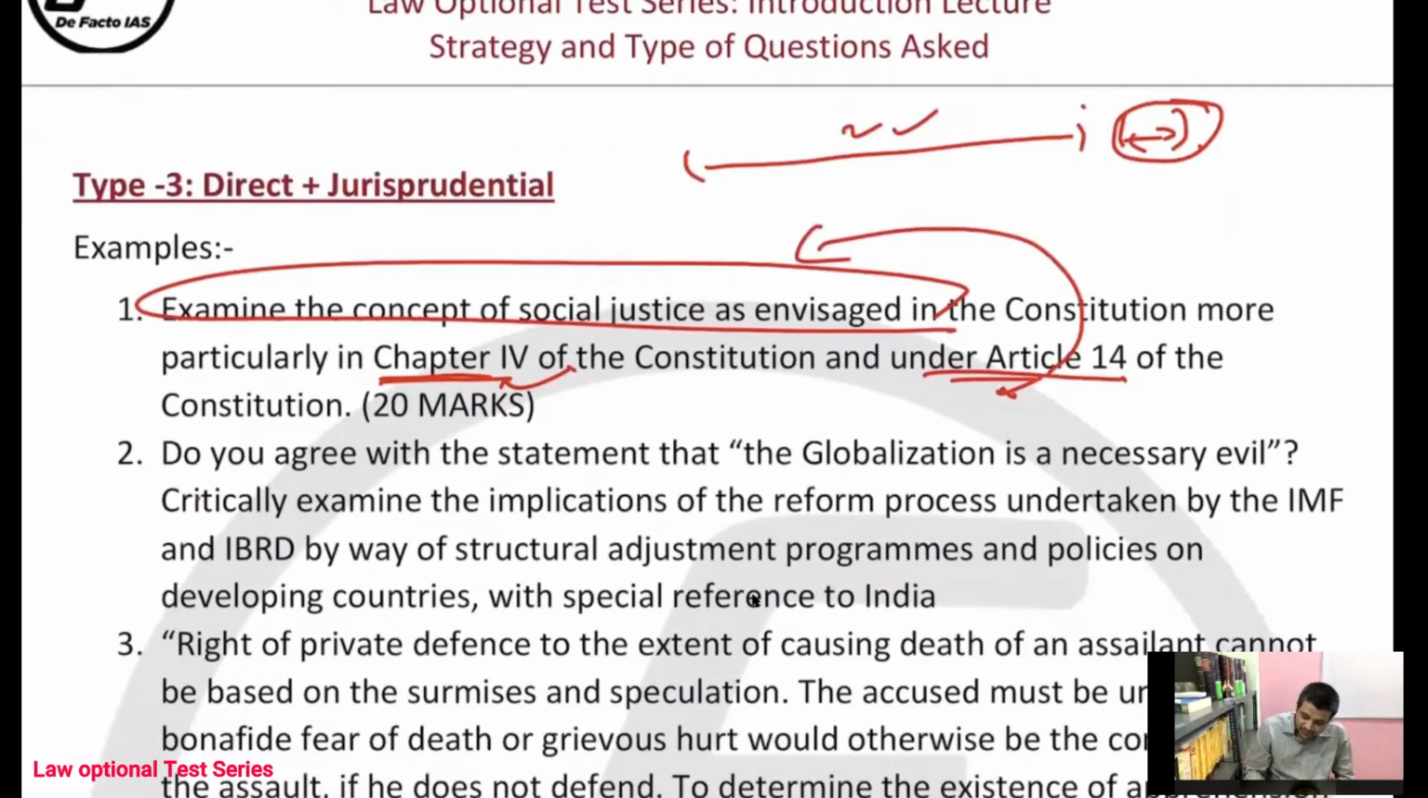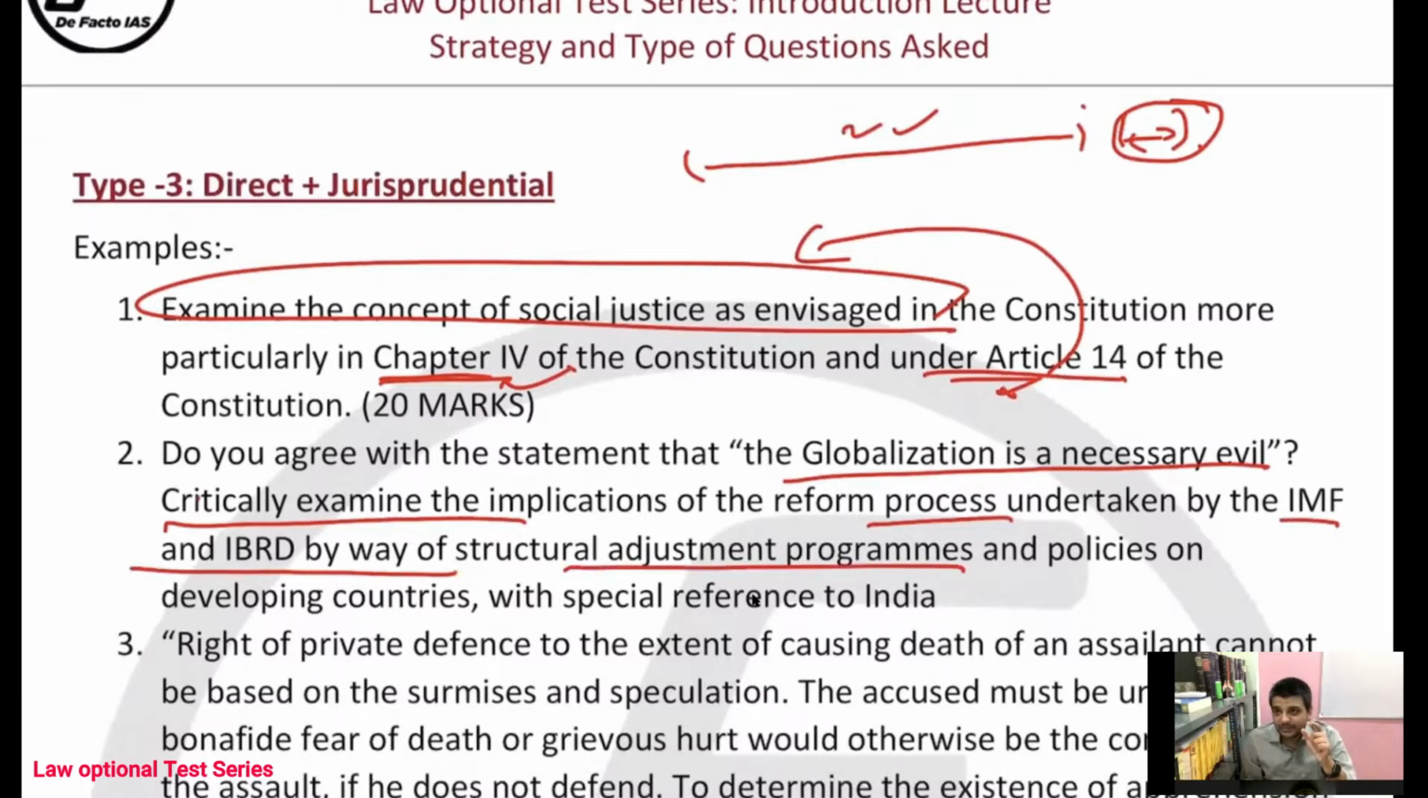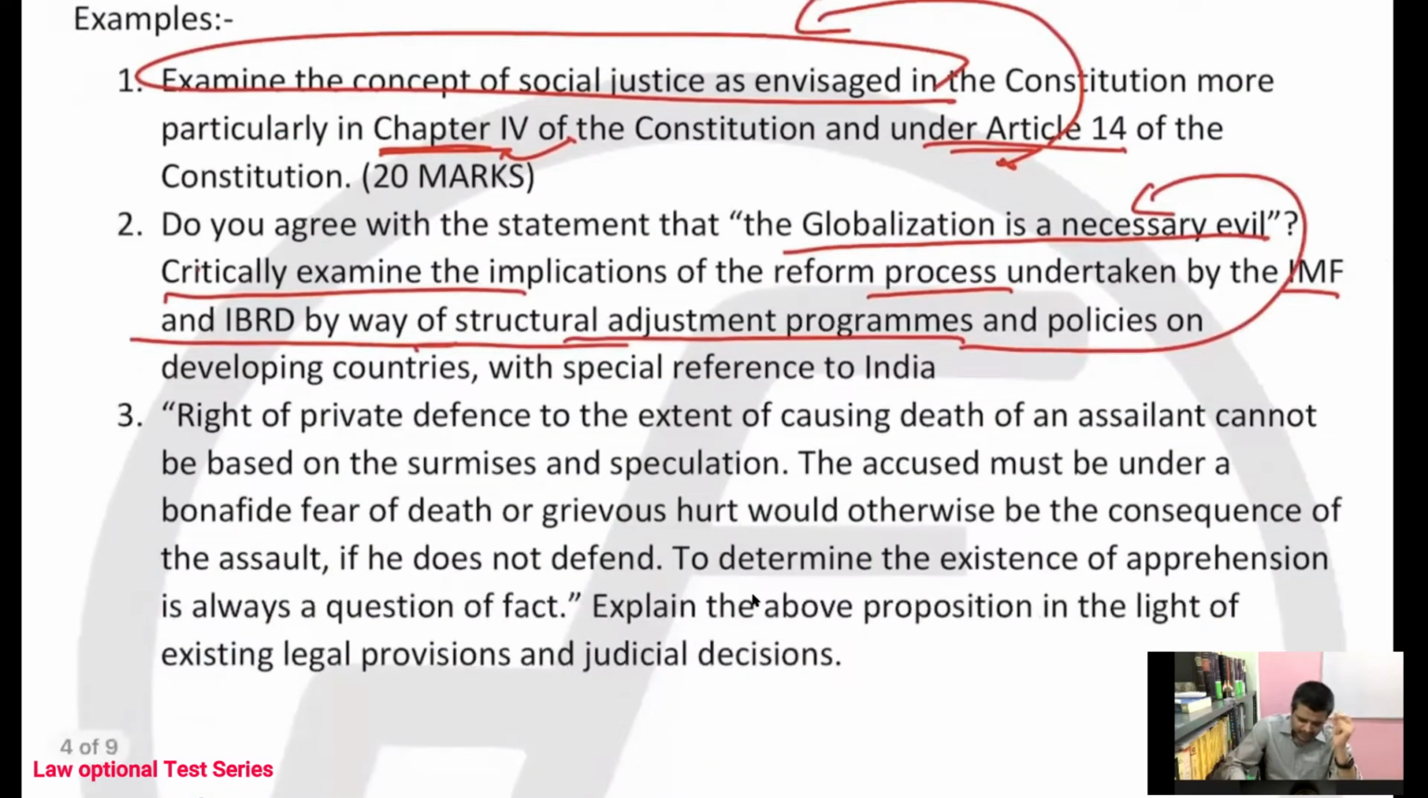Do you agree with the statement that globalization is a necessary evil? Critically examine the implication of the reform process undertaken by IMF and IBRD by way of structural adjustment program. So that is the concept, the recent development, and you use that particular concept to justify this. Is it necessary? Understand? Similarly, a lot of questions like that will come.